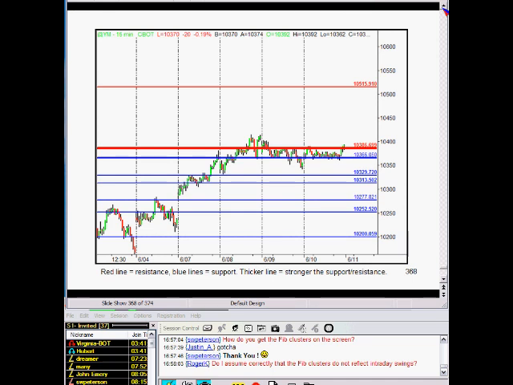Question is, do I assume correctly that the fib clusters do not reflect intraday swings? Yes, they do. We use them intraday all the time. Because I'm getting them from so many different time frames, I'm getting them from the weekly, the daily.